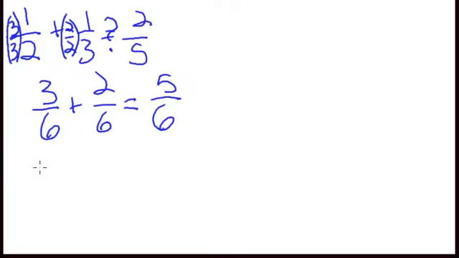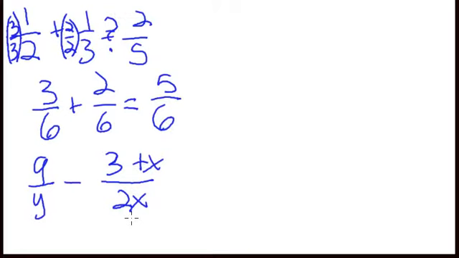So now let's look at a slightly more complicated problem. Let's say 9 over y minus 3 plus x over 2x. Okay, so now we're looking for a common denominator. Clearly they're not the same, so I need to find that common denominator.